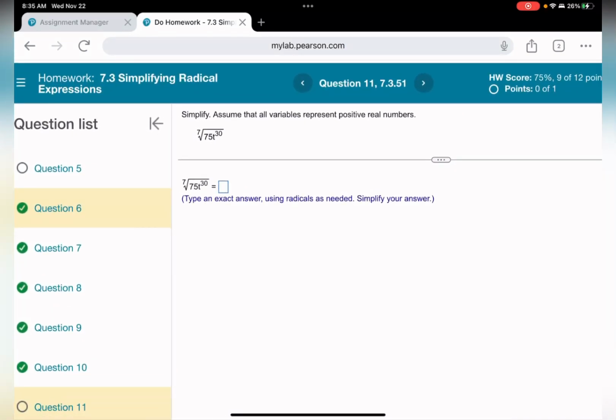Question number 11. Radical degree 7 of 75. Hold on. Degree 7 and 75. Let me think about it. I don't think anything comes out of degree 75.